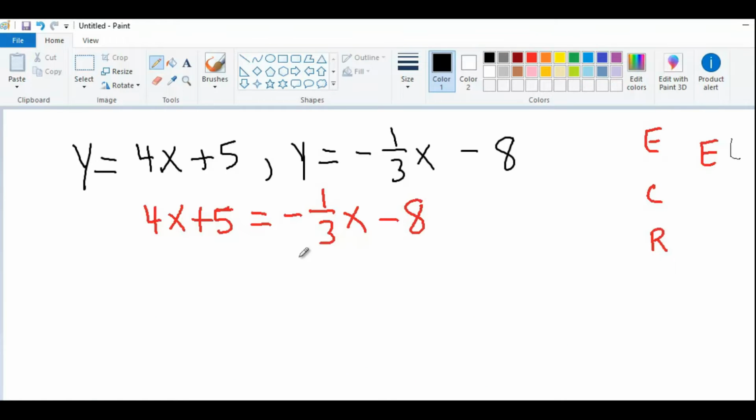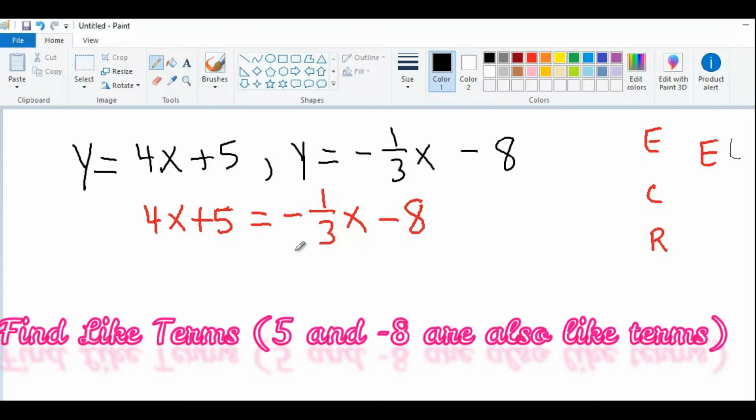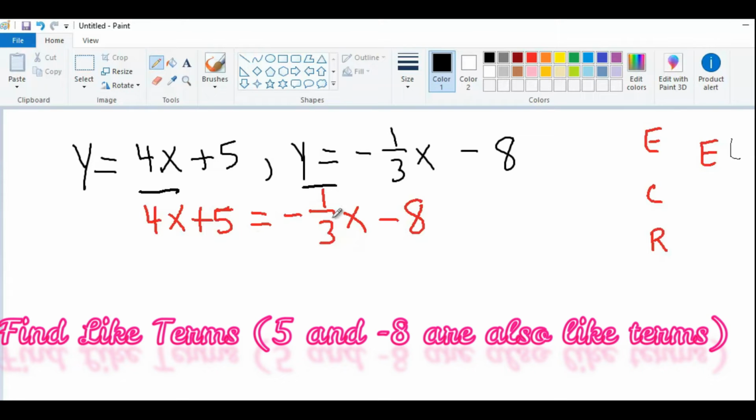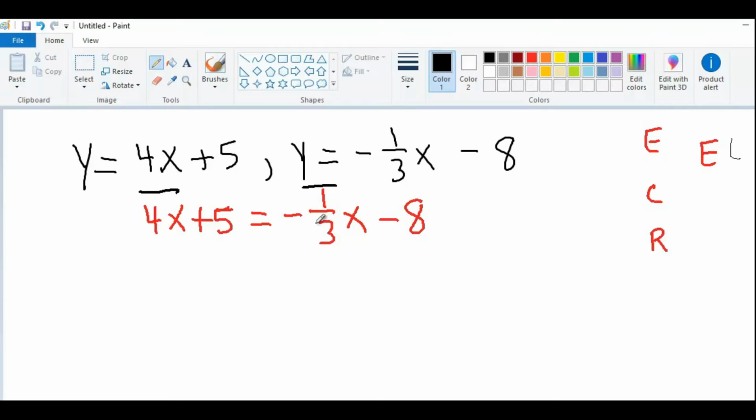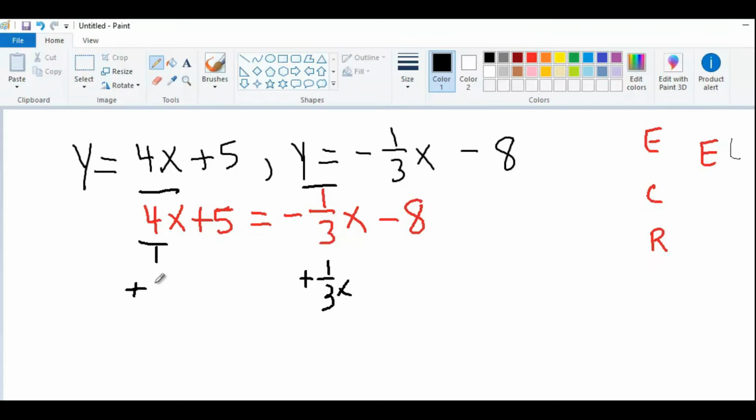The next thing we want to do is say, what are our like terms? Can you guys tell me my like terms? Negative 1/3, so these two are my like terms right here, right? So which one am I going to move and change? Negative 1/3. Exactly, because the lower number is the one we change and move. So instead of negative 1/3, we're going to make that positive 1/3, and we're going to do the same thing over here.